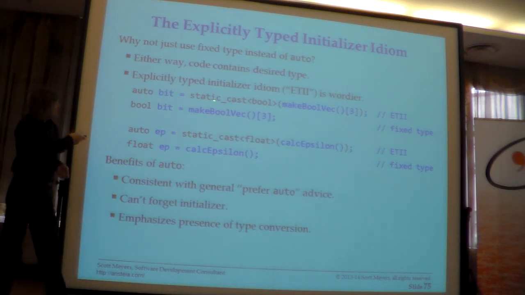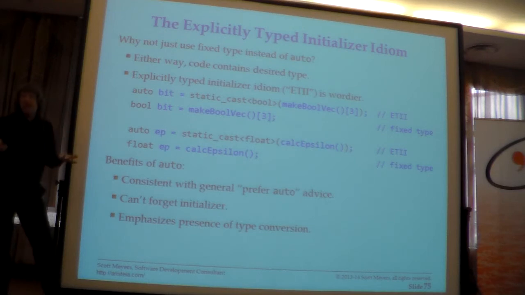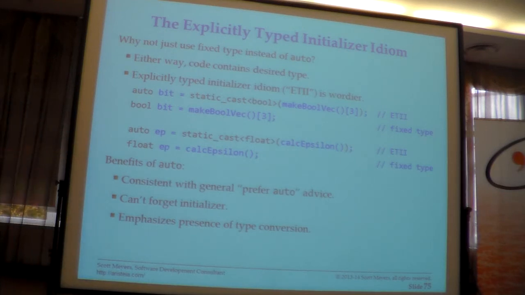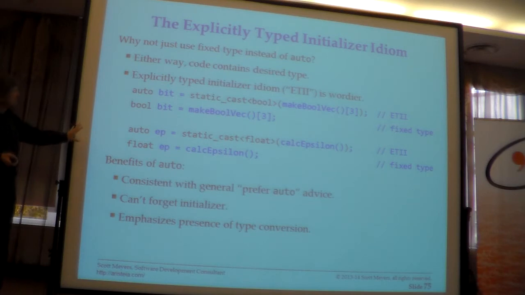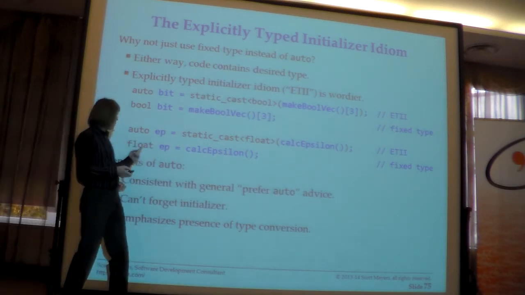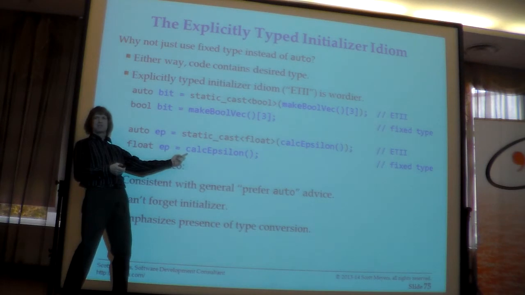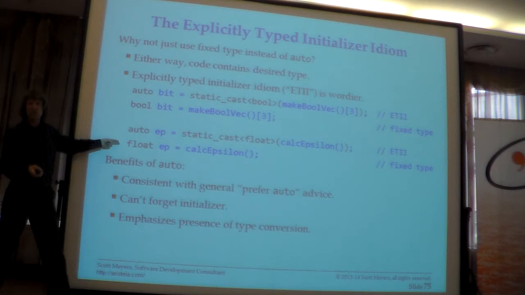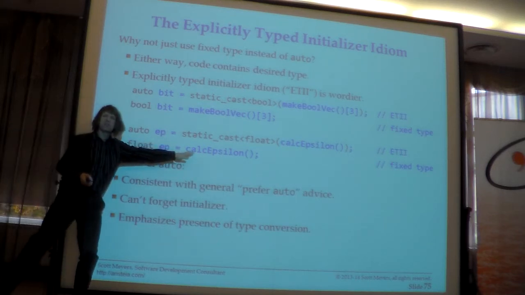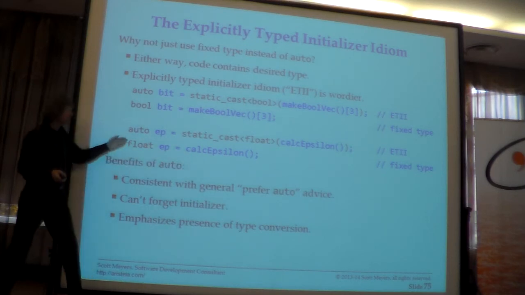Notice that if I actually do the cast, it takes more words here. It takes more words here too. So I can't even argue that it's short. However, it's consistent with this general advice about preferring auto. You can't forget the initializer. But especially with this code here, if I say calc epsilon and I put the result in a float, it is not obvious to the reader of the code that I have deliberately made a decision to ignore the double precision this returns and to store it in a float.